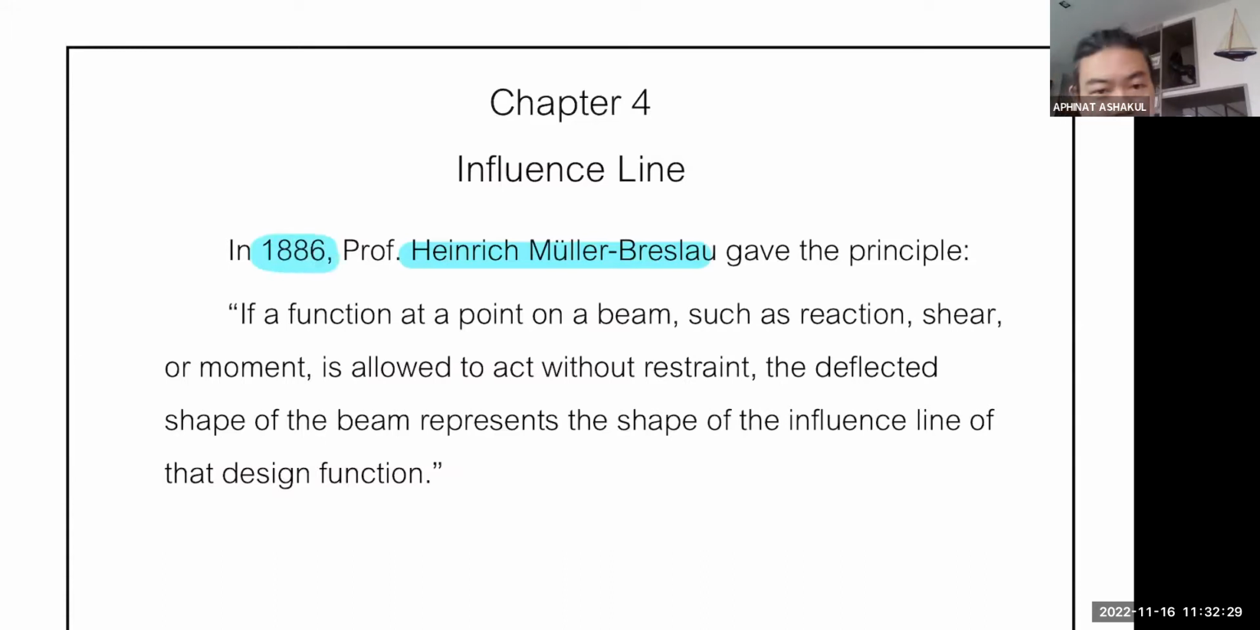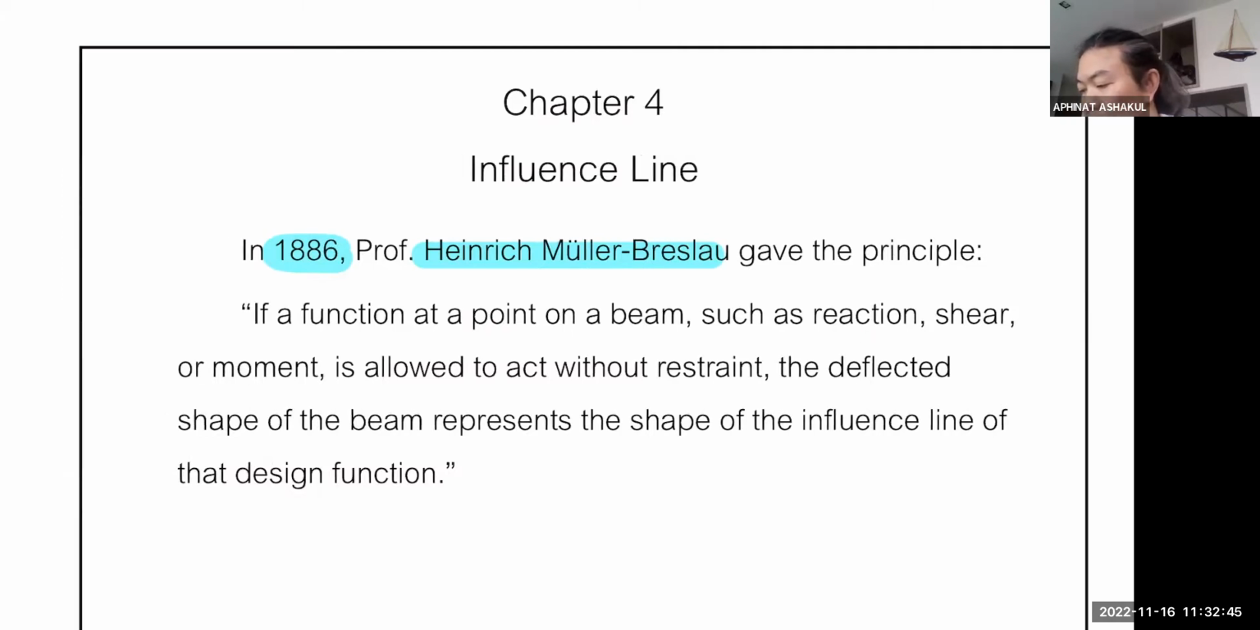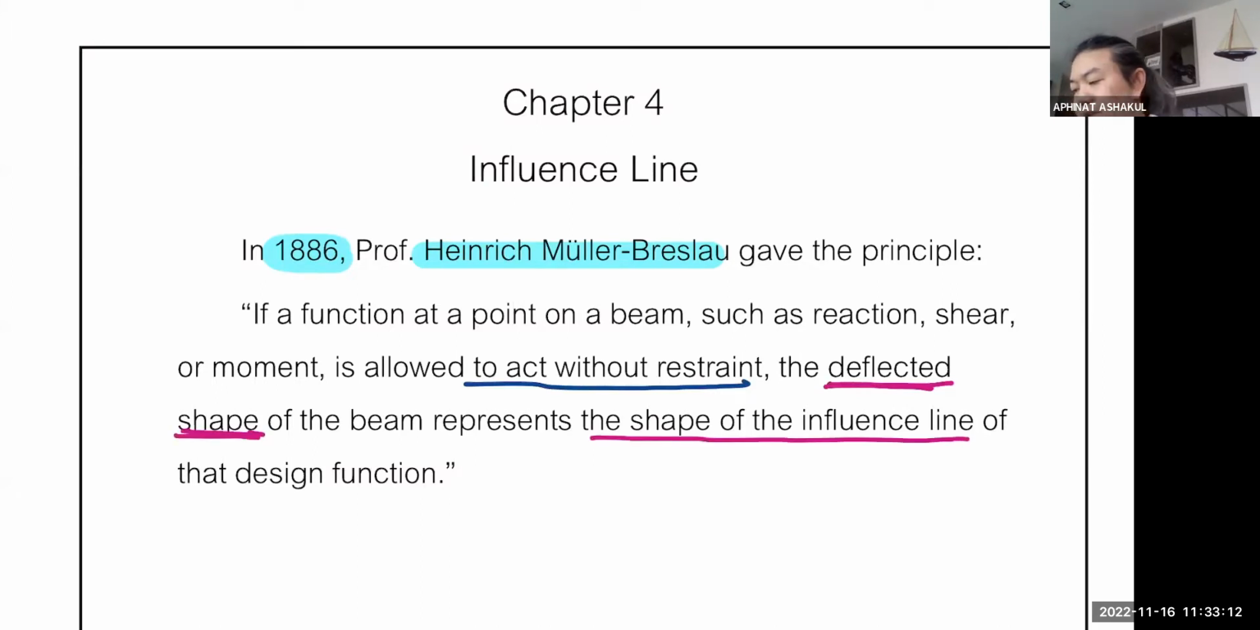1886, Professor Heinrich Muller-Breslau gave the principle: if a function at a point on a beam, the functions that we did in the first hour, such as a reaction, shear, or moment, is allowed to act without restraint, the deflected shape of the beam represents the shape of the influence line of the design function. So let me underline that.